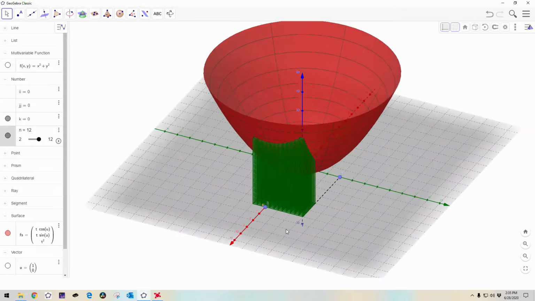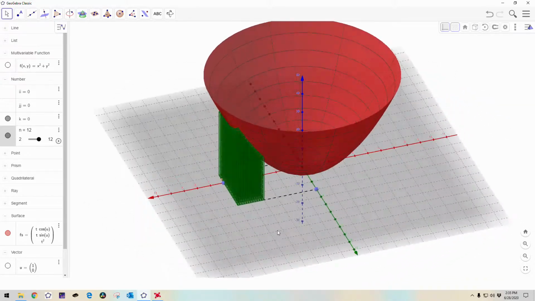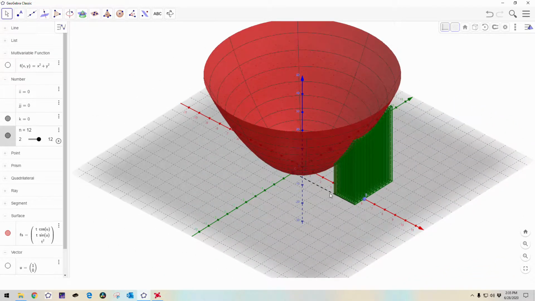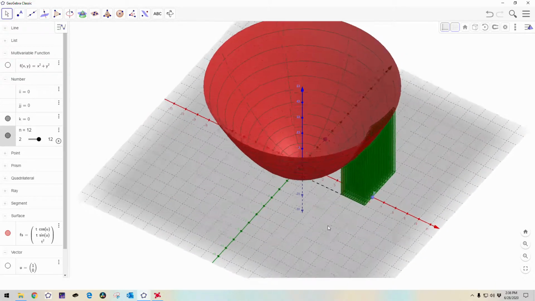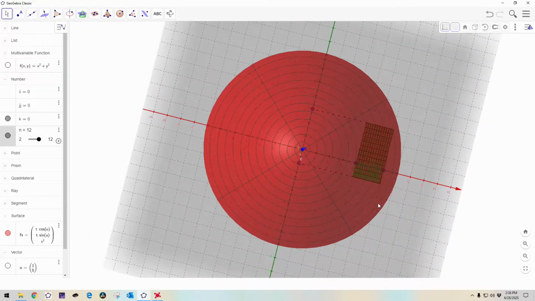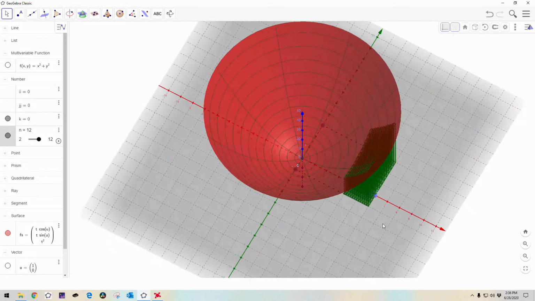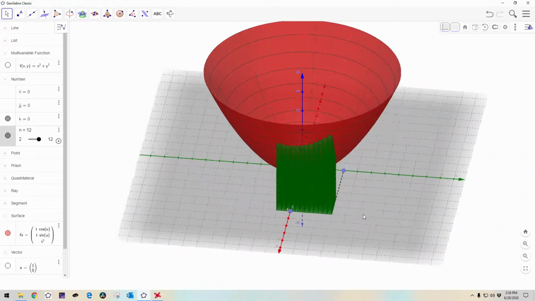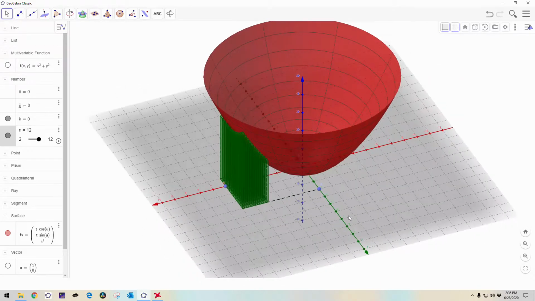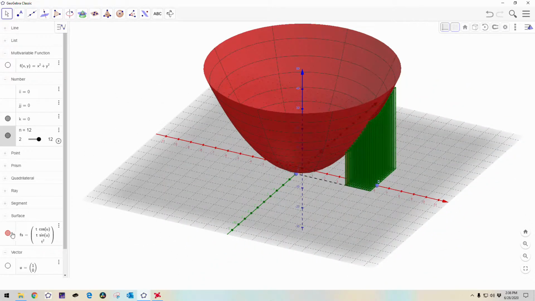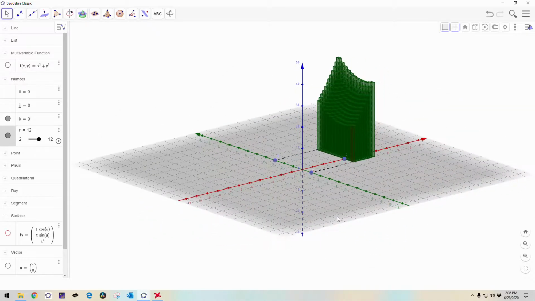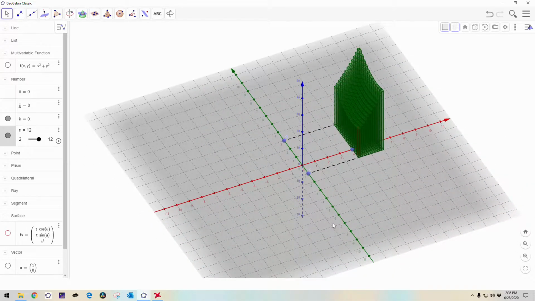And just notice, with this many rectangles in each dimension, right, it's 12 by 12. So we have 144 rectangular prisms here that we've sliced and diced our region into. And you can tell you're getting a really nice shape approximation there to this curve. You can see it looks just like the shape there now.